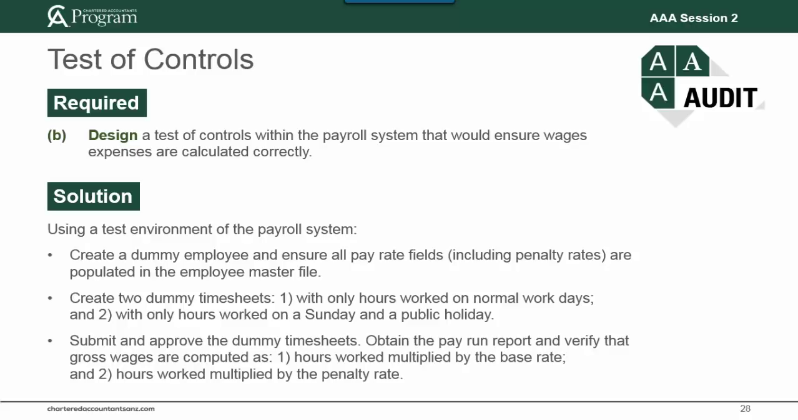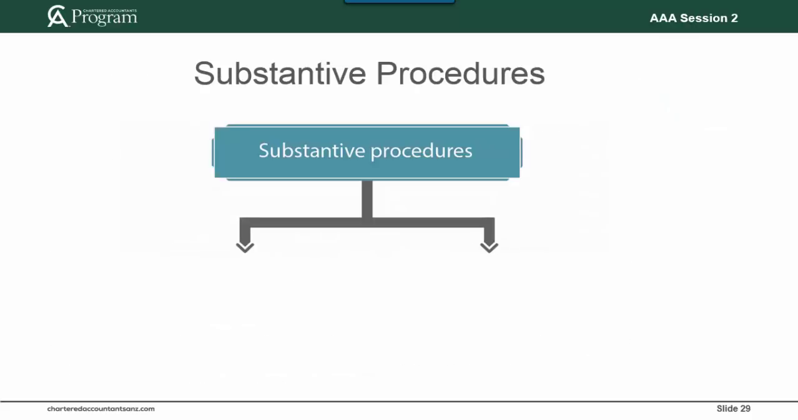That's it for test of controls. Let's move on to substantive procedures now. When you're performing substantive procedures, you're trying to substantiate or prove whether a particular assertion is materially misstated by getting direct evidence over amounts. This is different to performing a test of control, when you're trying to figure out if a process is working correctly and you're not focused on the end result of the process.